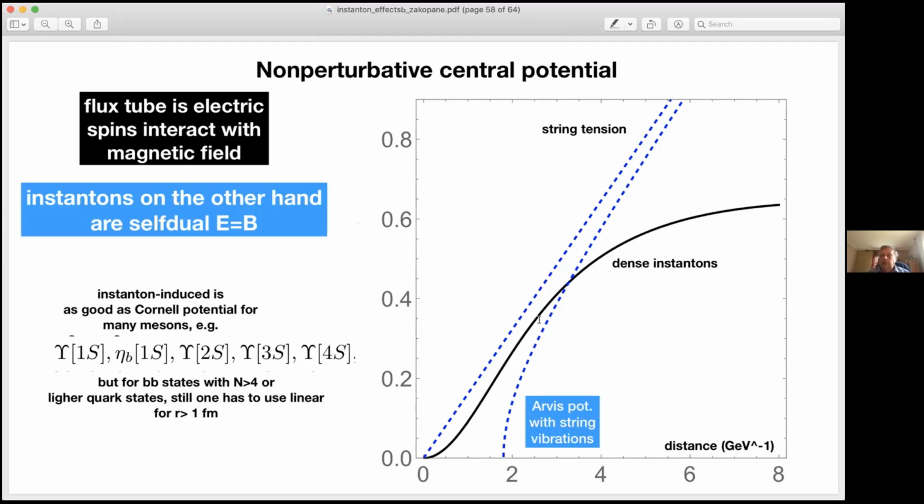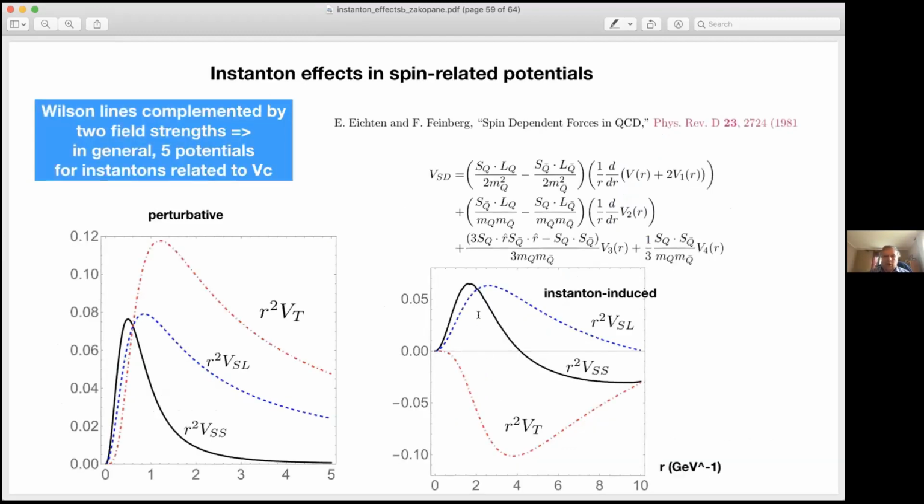Instantons are a different story. If these are done by instantons, then E equals B. They are self-dual. So the electric part and the magnetic part are the same, and there is a simple relation between the central potential and the spin-spin potential. So our aim is to explain spin forces. We are saying that in this interval, it's probably done by these dense instantons. So we calculate, and we find these perturbative spin-spin, spin-orbit and tensor forces. And these are the ones coming from instantons. So this is, for example, spin-spin, how it looks.